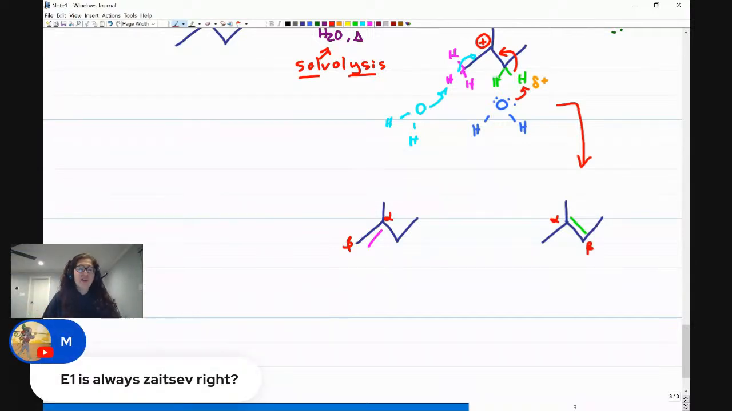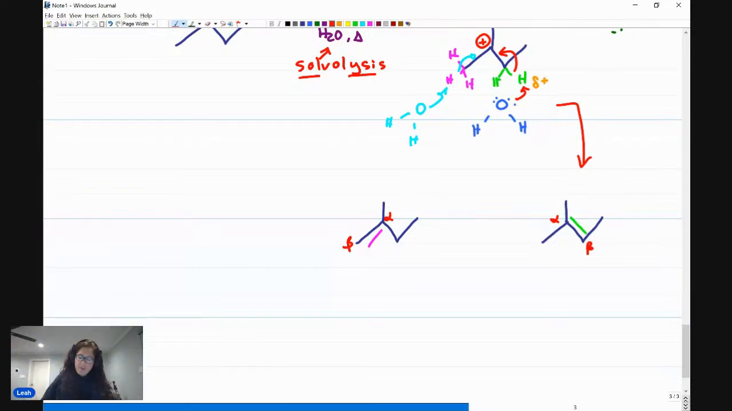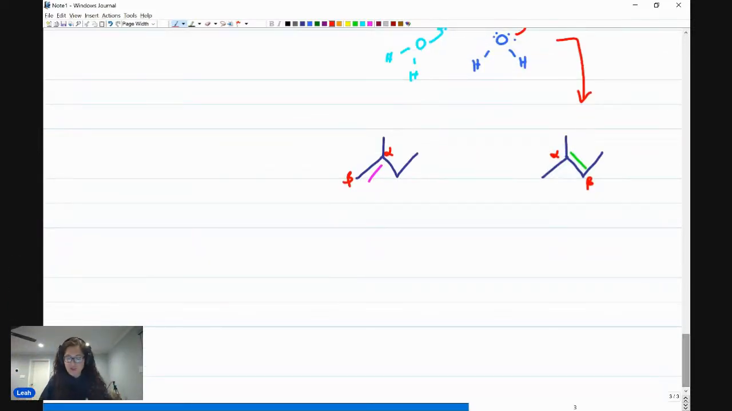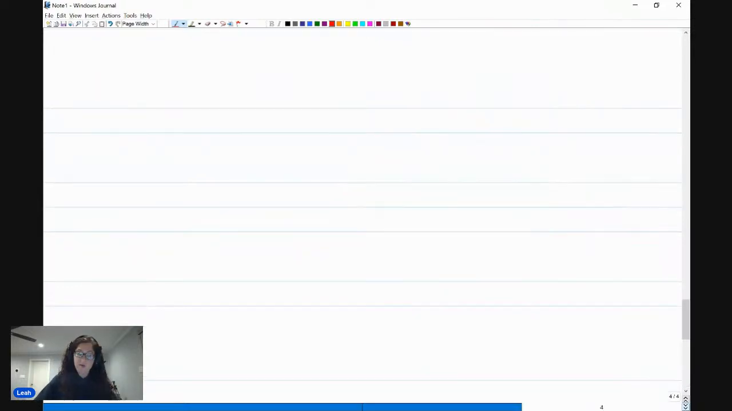Very good question, M. E1 is always Zaitsev. It's not an always situation, but instead it's a major minor situation. So let's take a step back and talk about what we're looking at here from a stability perspective, and then we can come back and see why we would choose one over the other.